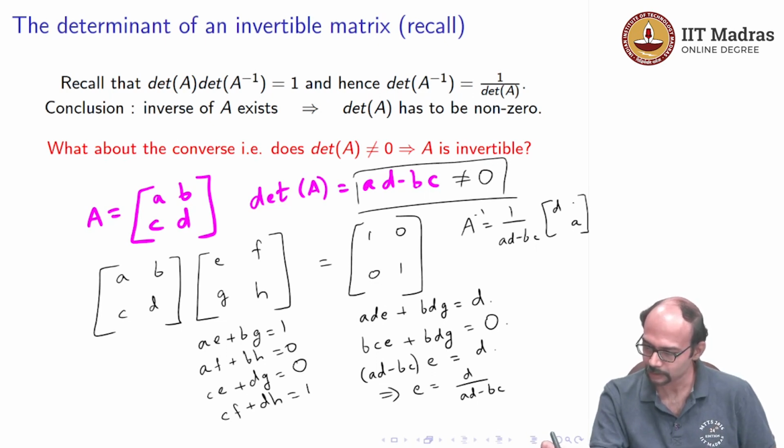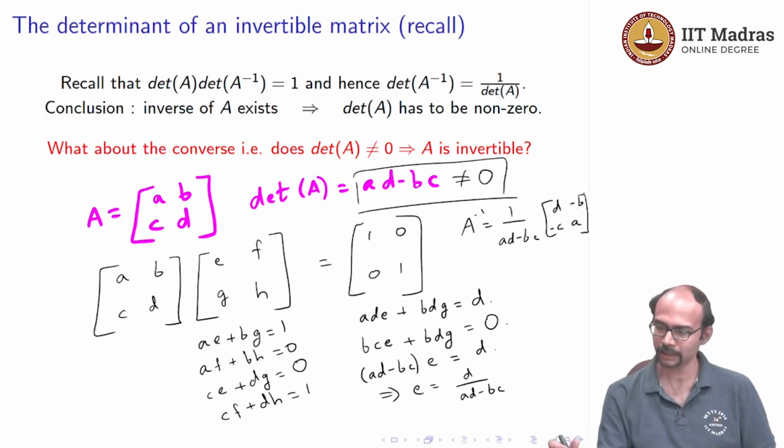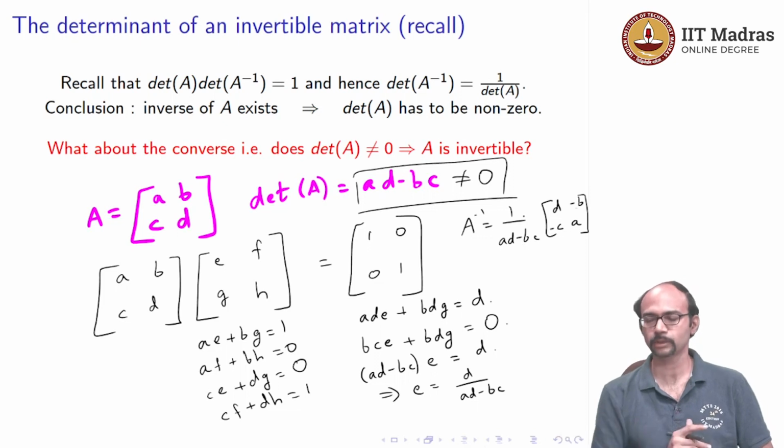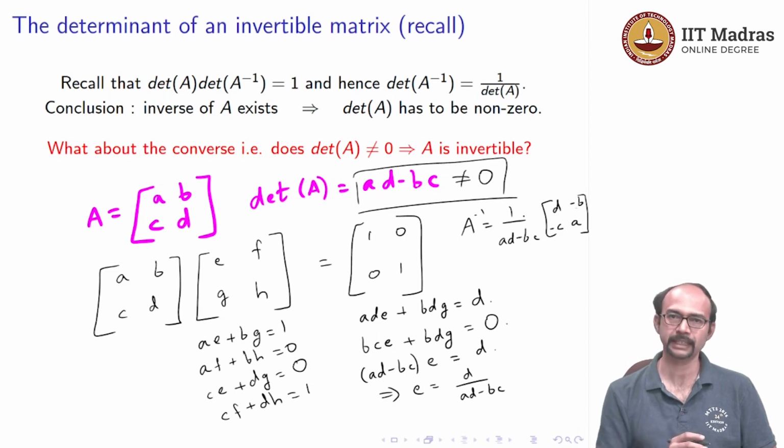So, I will have a C here and a B here, and then, my bad, this should be C here with a minus sign, and a minus b over here. Okay. So, my claim is A inverse is going to be of this form, and I will leave you to check that the other entries give you exactly this.